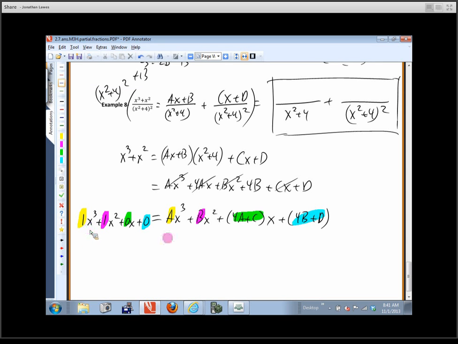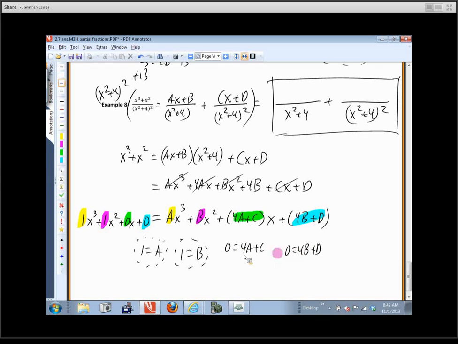The x cubed here better equal the x cubed here. So 1 equals a. Done. The x squared here better equal the x squared here. So 1 equals b. Done with that one. The x term here better equal the x term here. So 0 equals 4a plus c. And the constant here better equal the constant here, so 0 equals 4b plus d.